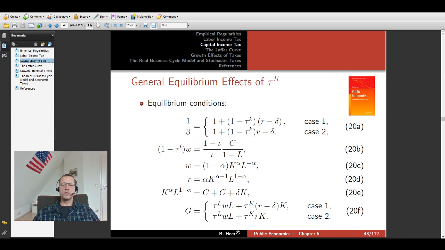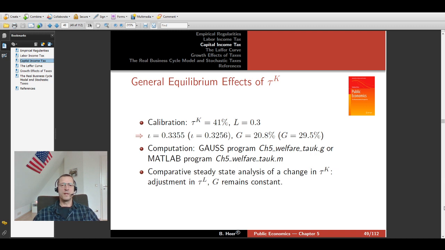Then we use equation 20b, the first order condition with respect to labor, to calibrate the parameter iota in the utility function. So notice that we have tau L, W, C, and L. So the only unknown variable in equation 20b is iota, and we can compute iota with the help of this equation. So this is an easy recursive equilibrium system, and we will find iota is equal to 0.3355 in the first case and 0.356 in the second case. Government consumption amounts to 21 or 30% depending on the deductibility of capital depreciation from capital income taxes.